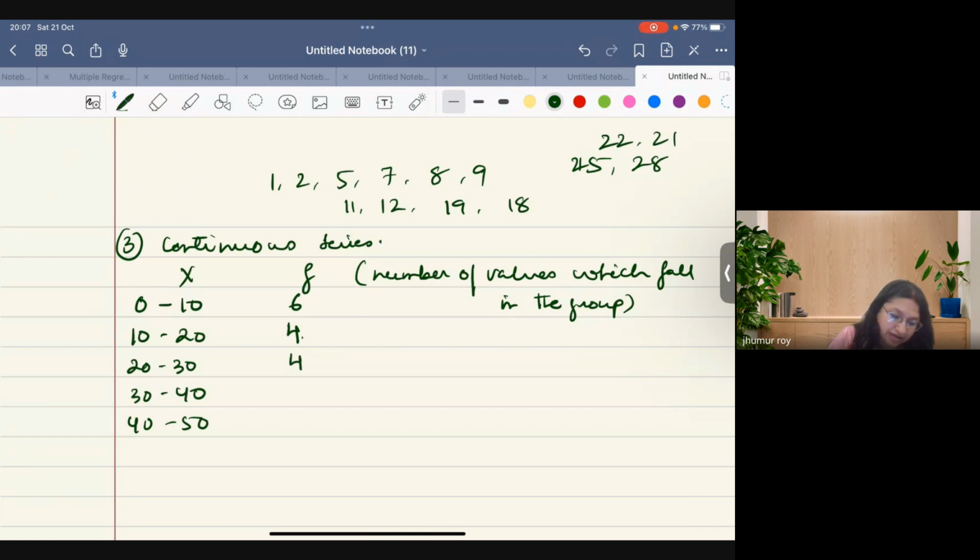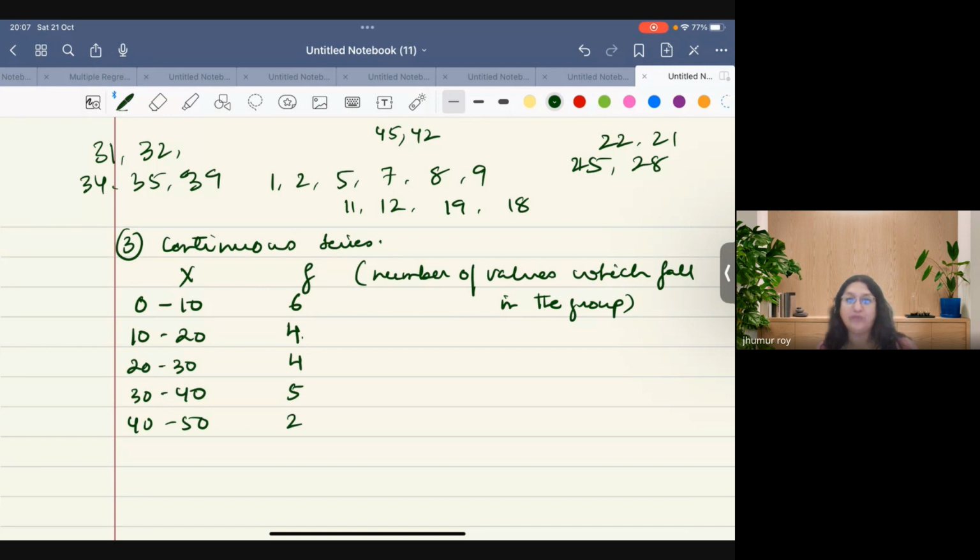Similarly, you might have 31, 32, 34, 35, 39. So there are 5 values which are falling between 30 to 40. And say you have one value 45 and 42. So there are 2 values which are falling between 40 to 50. Is it clear to everybody, the difference between continuous and discrete series?